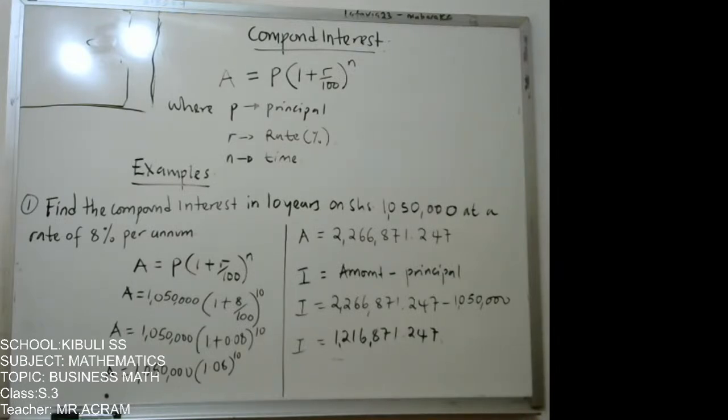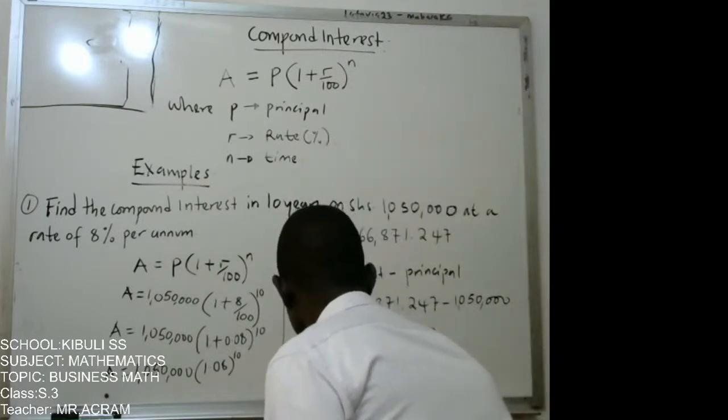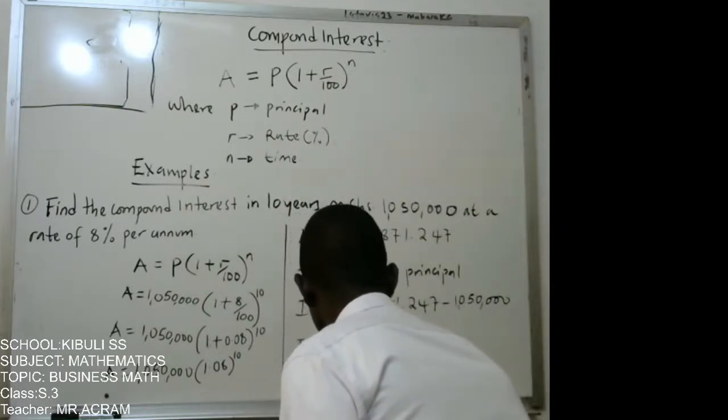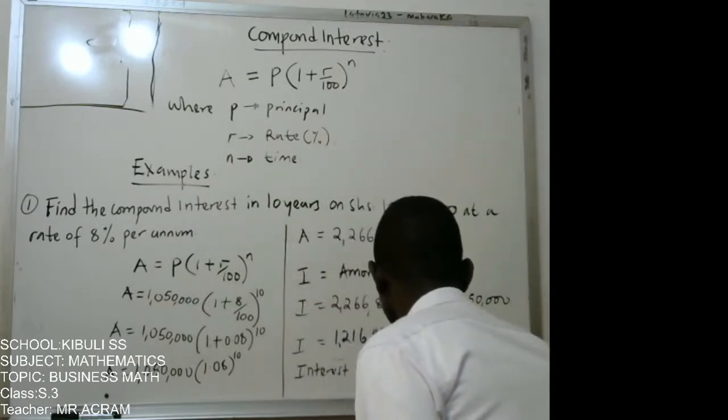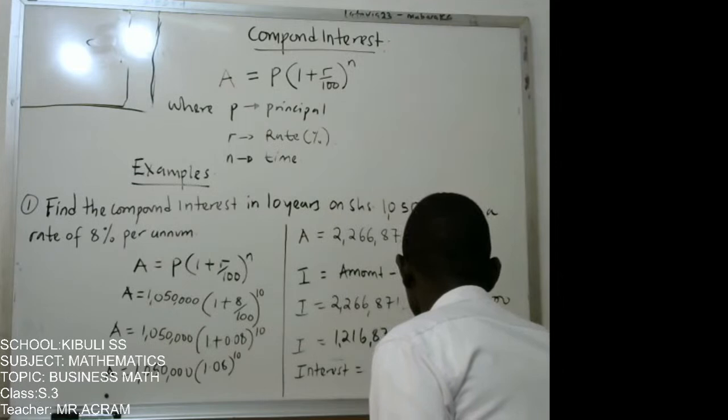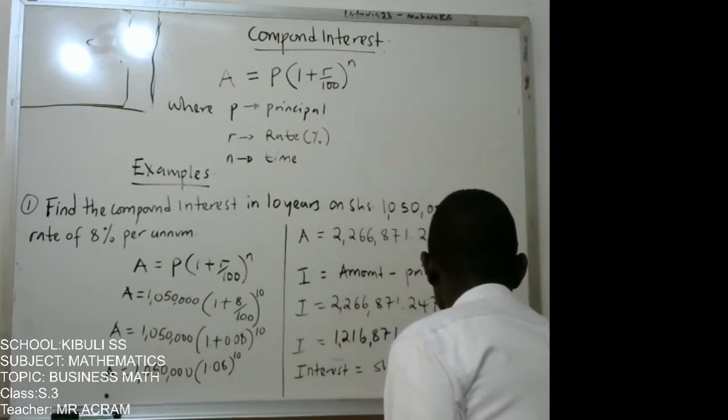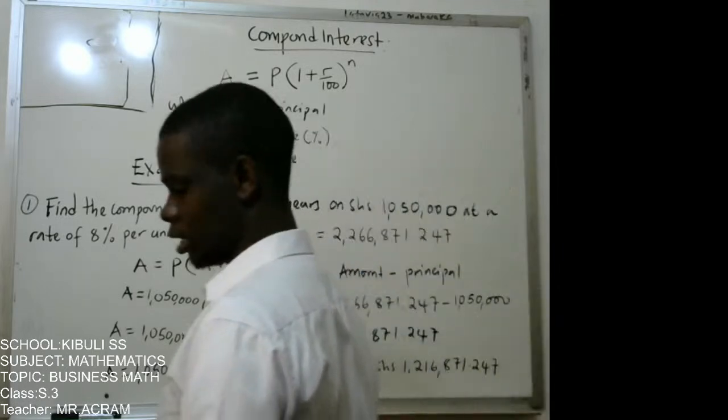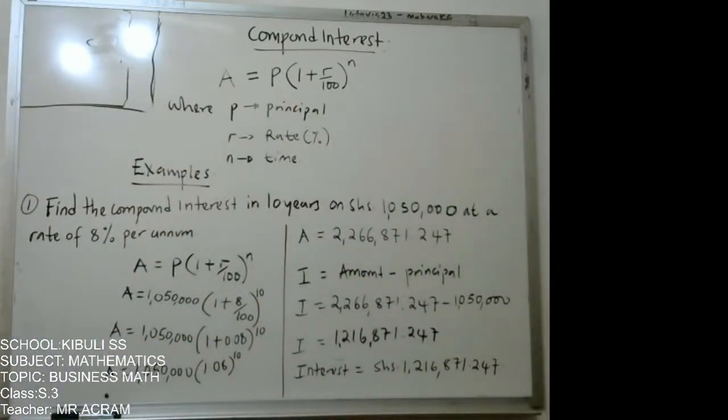2, 2, 6, actually with the 6, 5, 8, 7, 1.247 minus 1,050,000. Like that. So the interest is equal to shillings 121,671.247. That is the interest that this person will get at the end of the day.